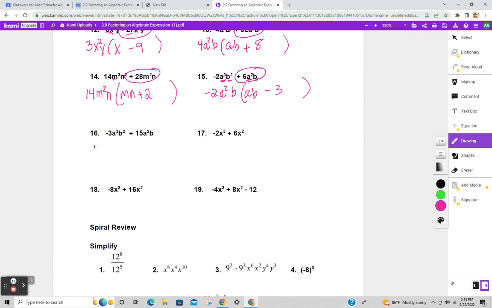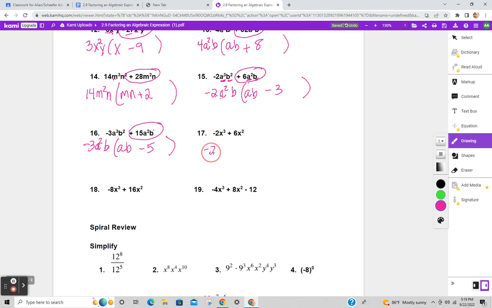Number 16. We're going to factor out a -3a squared b. -3a squared b times what will give me -a cubed b squared? Well, I need another factor of a, and I need another factor of b because this is b squared. -3a squared b times what will give me plus 15a squared b? Well, I have a squared and I have b. I just need -3 times -5 to get that term back.